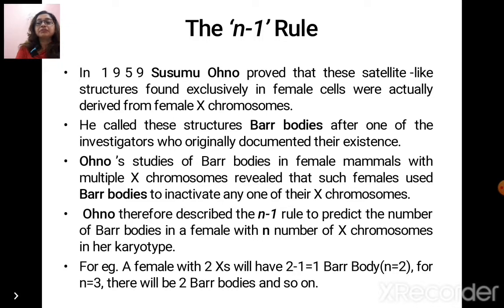For example, if a female has 2 X's, she will have 1 Barr body. That means 2 minus 1 equals 1. For N equals 3, there will be 2. For N equals 4, there will be 3. And this goes on.